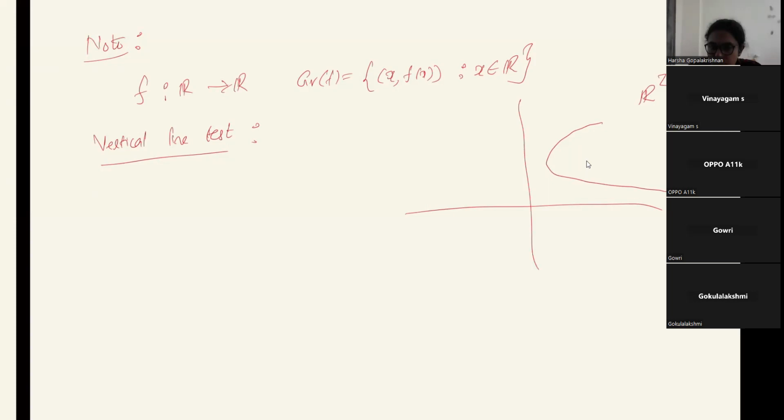It's a function. Okay, so let us see what a function is. Consider a function f from R to R. If f is a function, can f have two images?